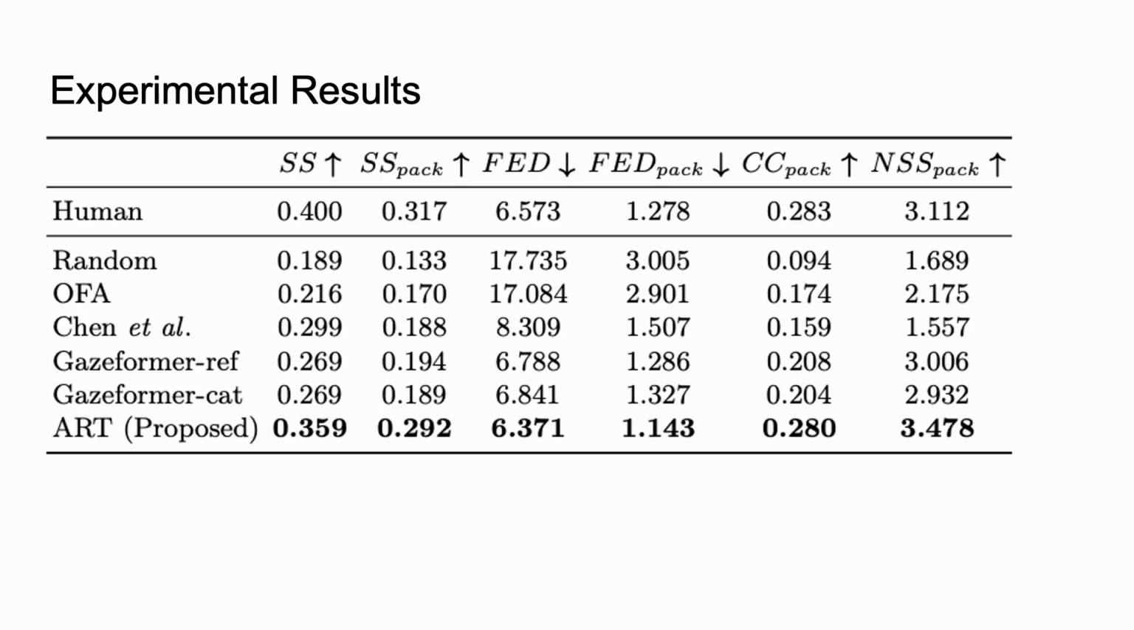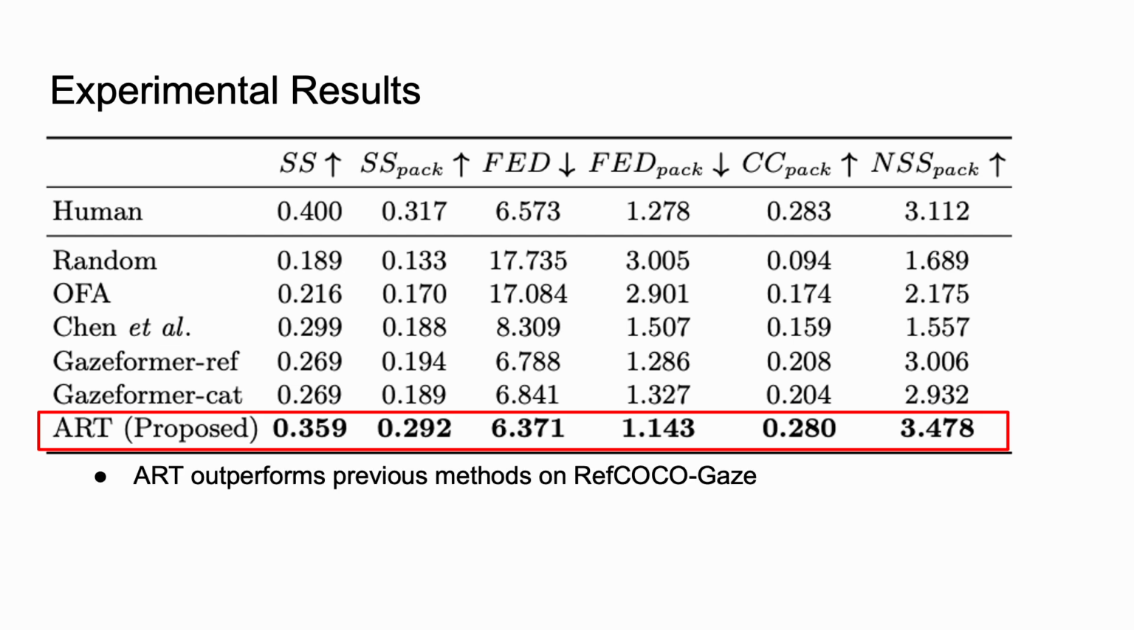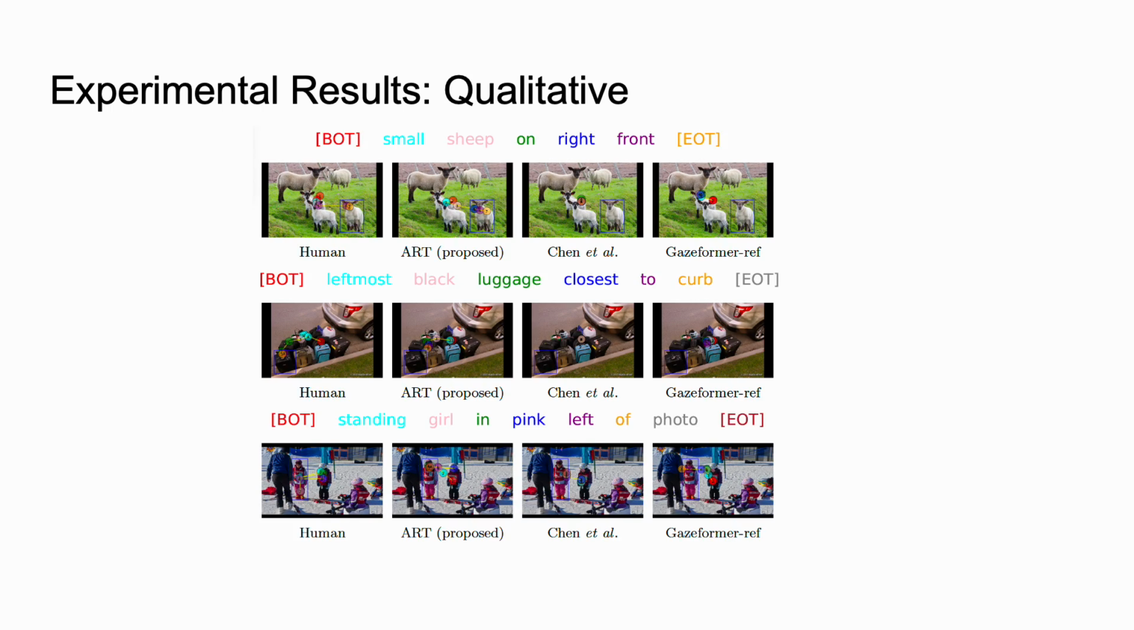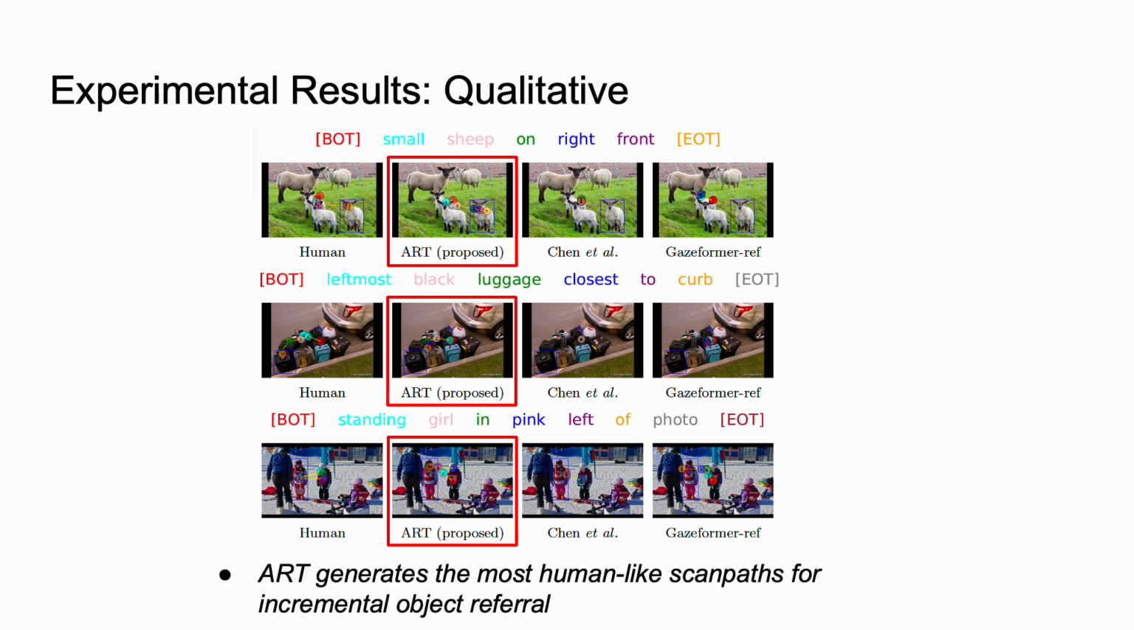Here we present the results of ART and other baselines on RefCocoGaze. As we can see clearly, ART outperforms previous methods by significant margins. Here we show some qualitative results. We find that ART generates the most human-like scan paths for this task, displaying waiting, scanning, and verification strategies akin to human participants.